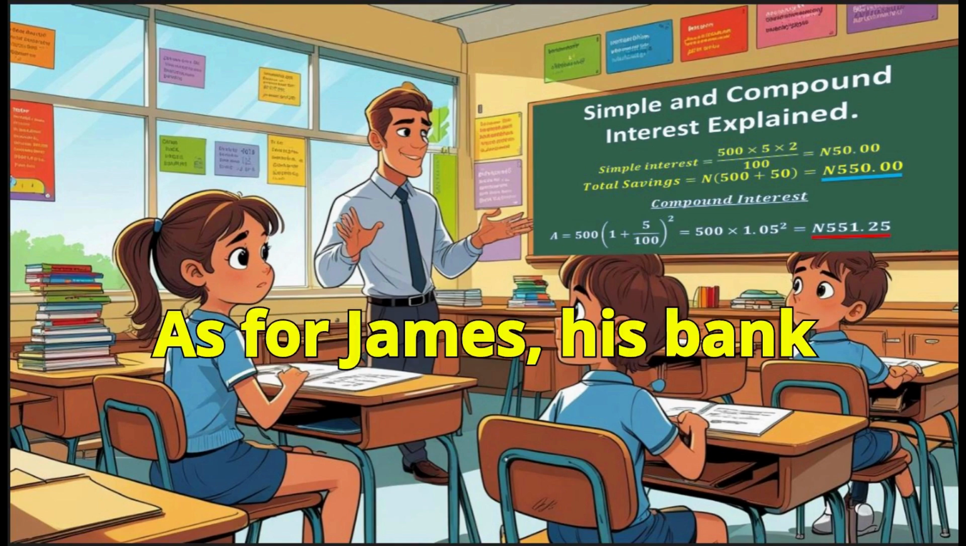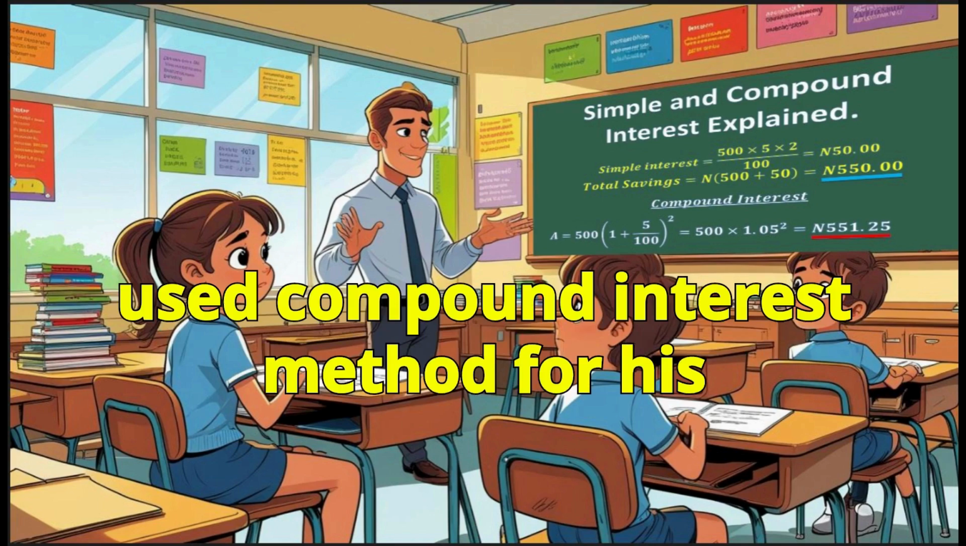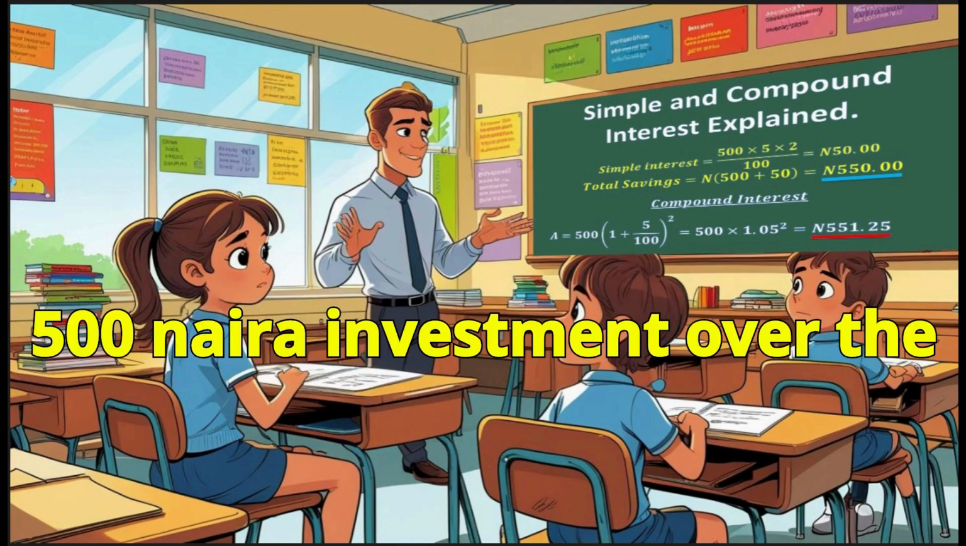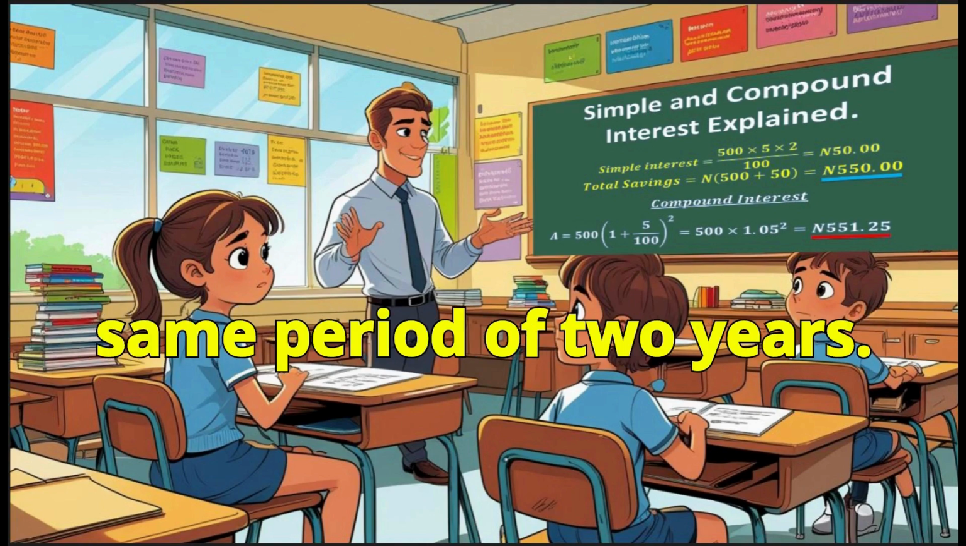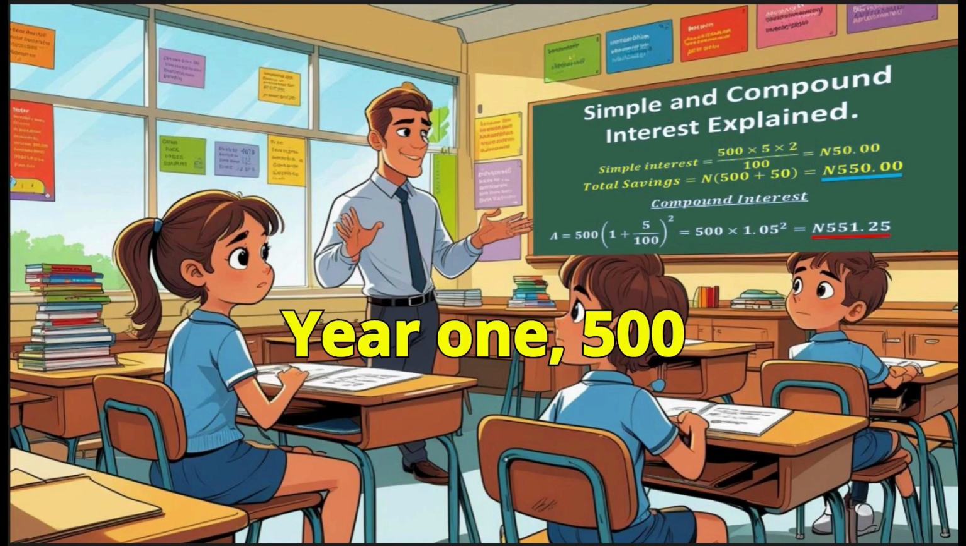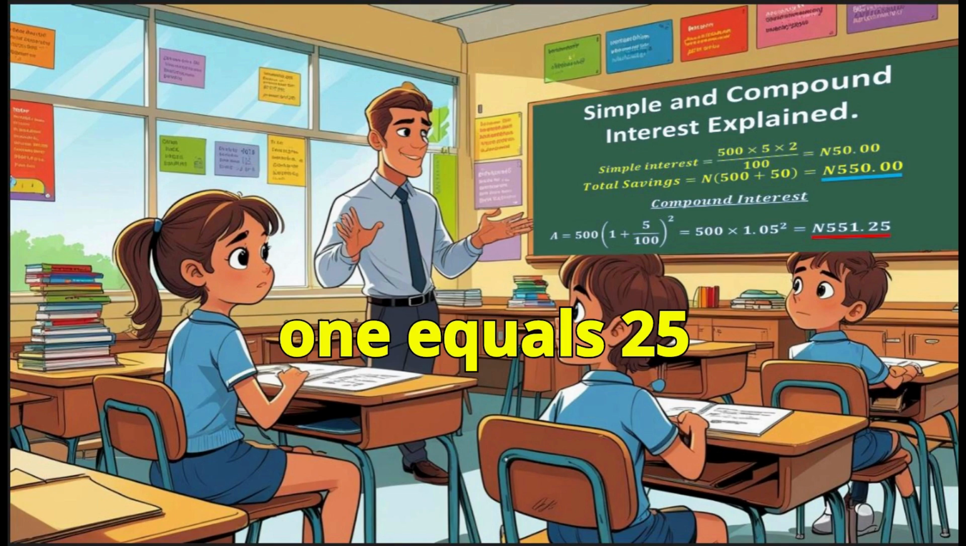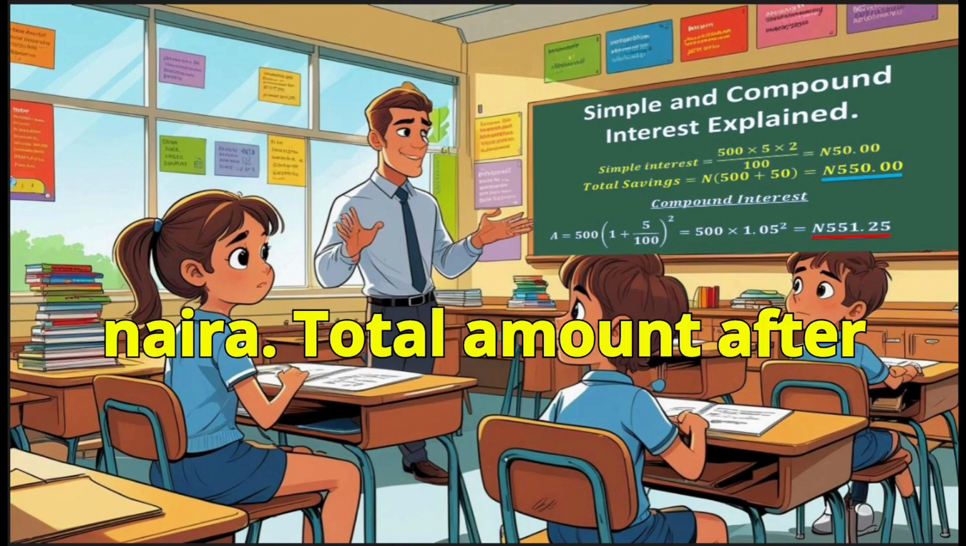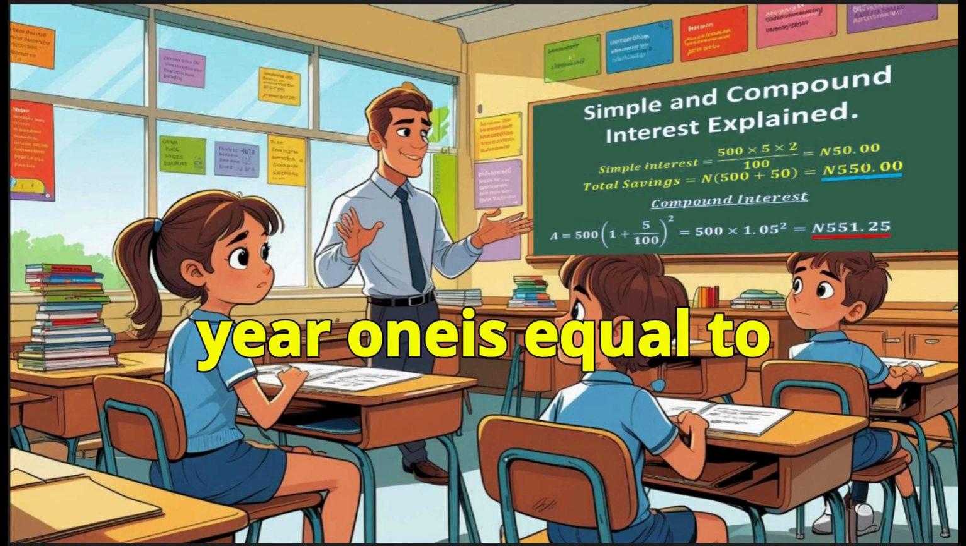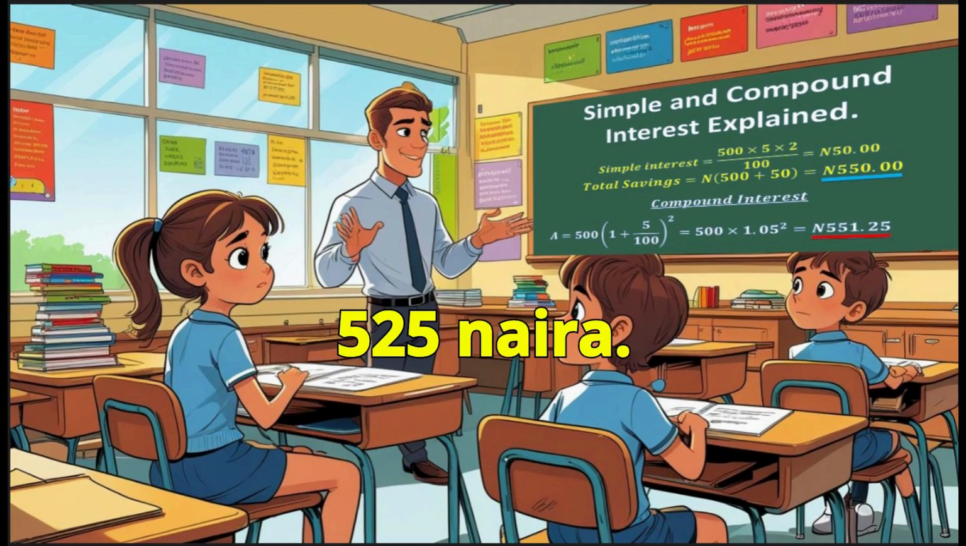As for James, his bank used compound interest method for his 500 naira investment over the same period of 2 years. Year 1, 500 times 0.05 times 1 equals 25 naira. Total amount after year 1 is equal to 525 naira.